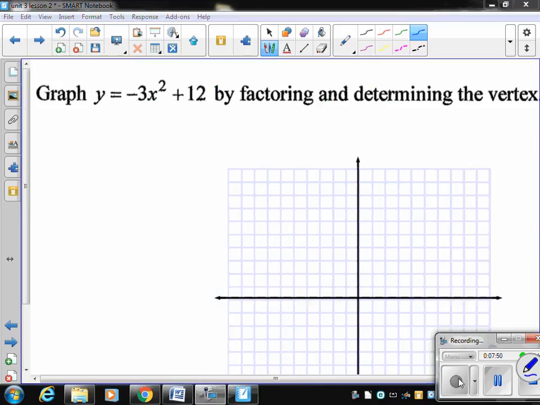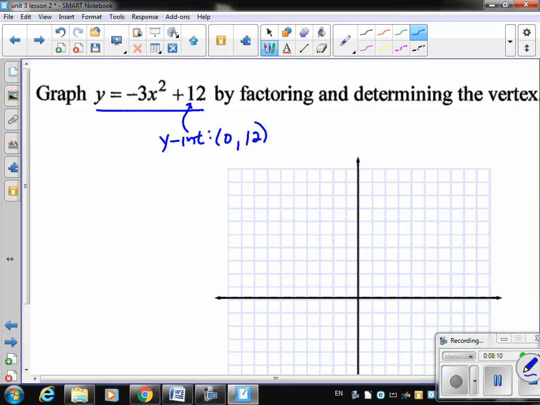Last one, we're going to graph y equals negative 3x squared plus 12 by factoring and determining the vertex. I'm going to do you one better. We're going to find one more thing in this form, which is standard form. The number all by itself in the end is your y-intercept. When x equals 0, y equals 12, so I've got a point I can use. I'm going to make every grid here worth 2 so I can fit that important point on there. Okay.